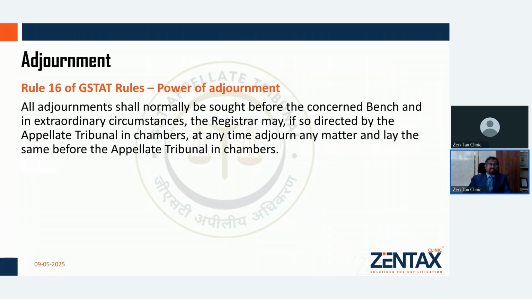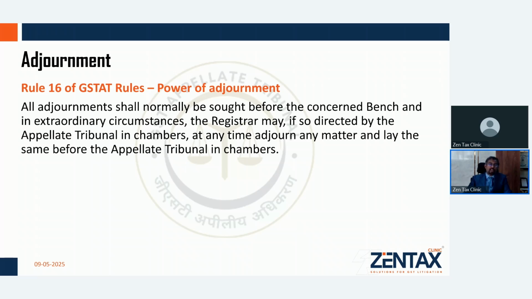Next, on a very practical side, the question that would generally be sought after by the trade, industry, the department and the practicing professionals, that is the authorized representatives, would be: can I seek an adjournment? Yes, when you are appearing before an Appellate Tribunal, you may seek an adjournment.